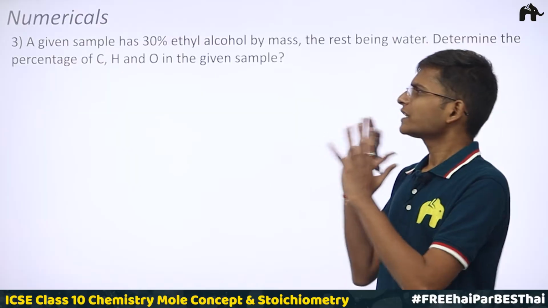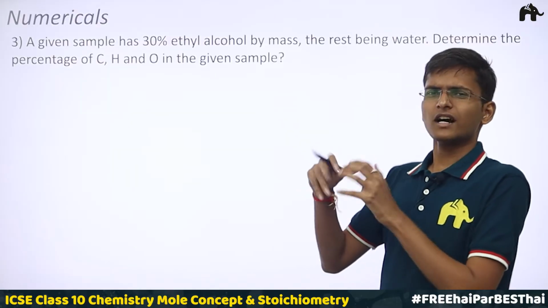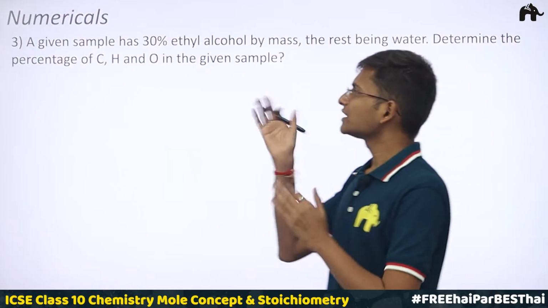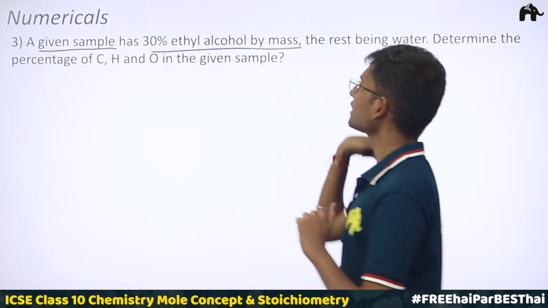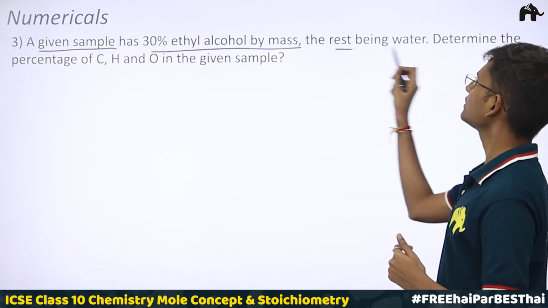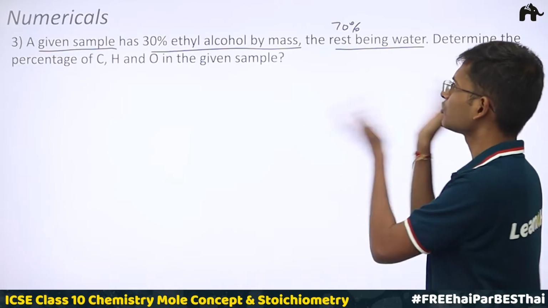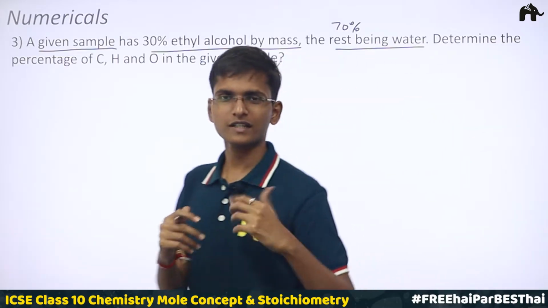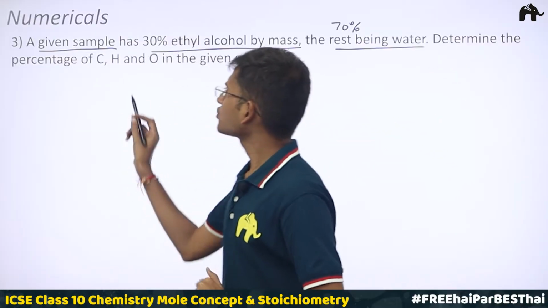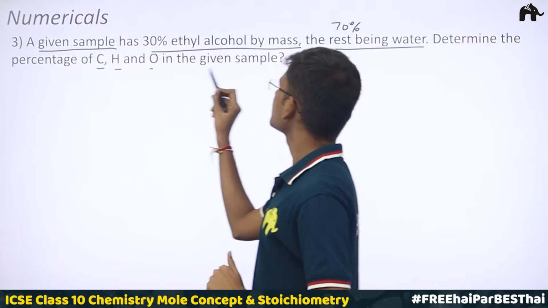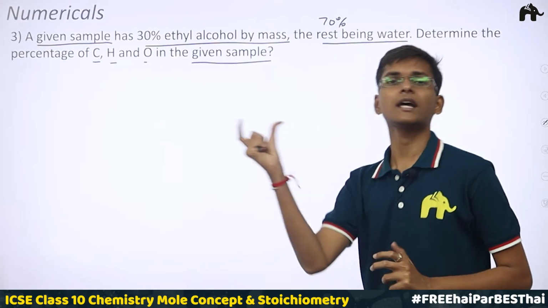Okay, now moving on to the next question. It is a little bit interesting and a tricky one, another different type of question. A given sample has 30% ethyl alcohol by mass, and the rest being water. Rest means 70%. We are quickly going to go through the question, and whatever things we can understand very quickly, we are going to write. Then determine the percentage of carbon, hydrogen, and oxygen in the given sample. They are asking us it in a given sample.